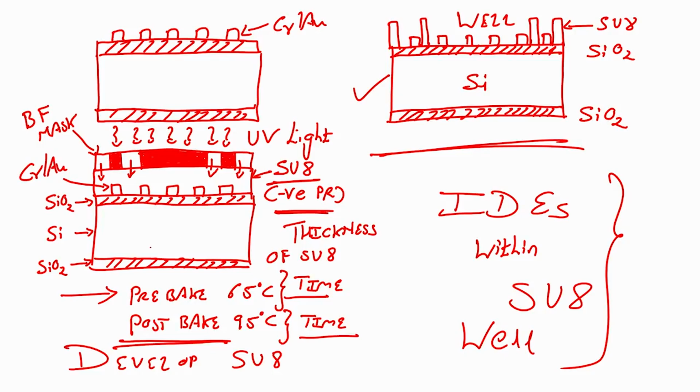So, what we have done? We have pre-baked it, then we have exposed it, then we have post baked it. After post baking, we have developed the photoresist using SU8 developer, and then once you develop the SU8, you will have a wafer with your interdigitated electrodes inside the SU8 well.